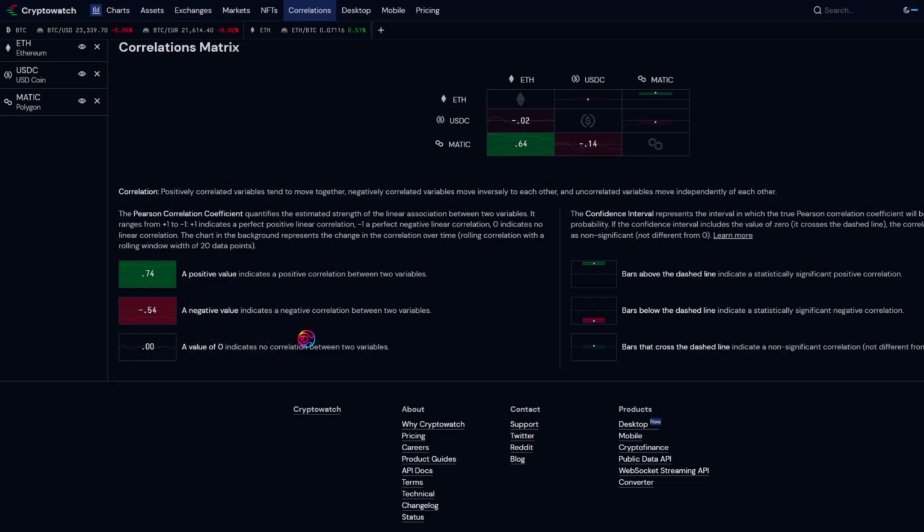A negative value indicates a negative correlation between two assets. -1 is a perfect negative correlation and requires that an asset be the exact inverse of the other. And then a value of 0 indicates no correlation between two assets.